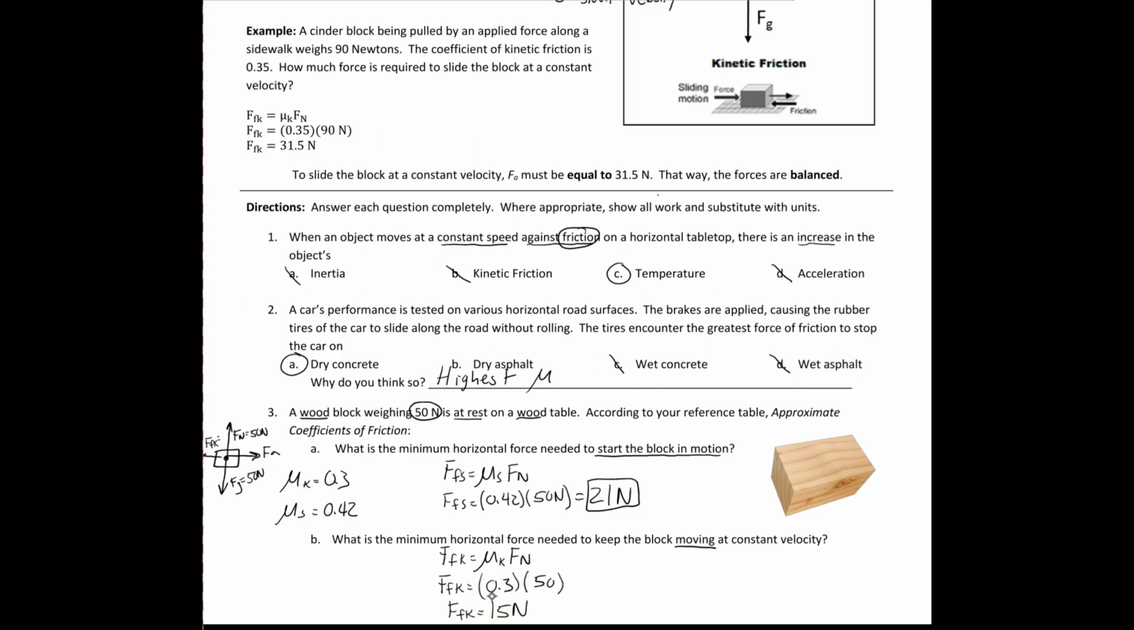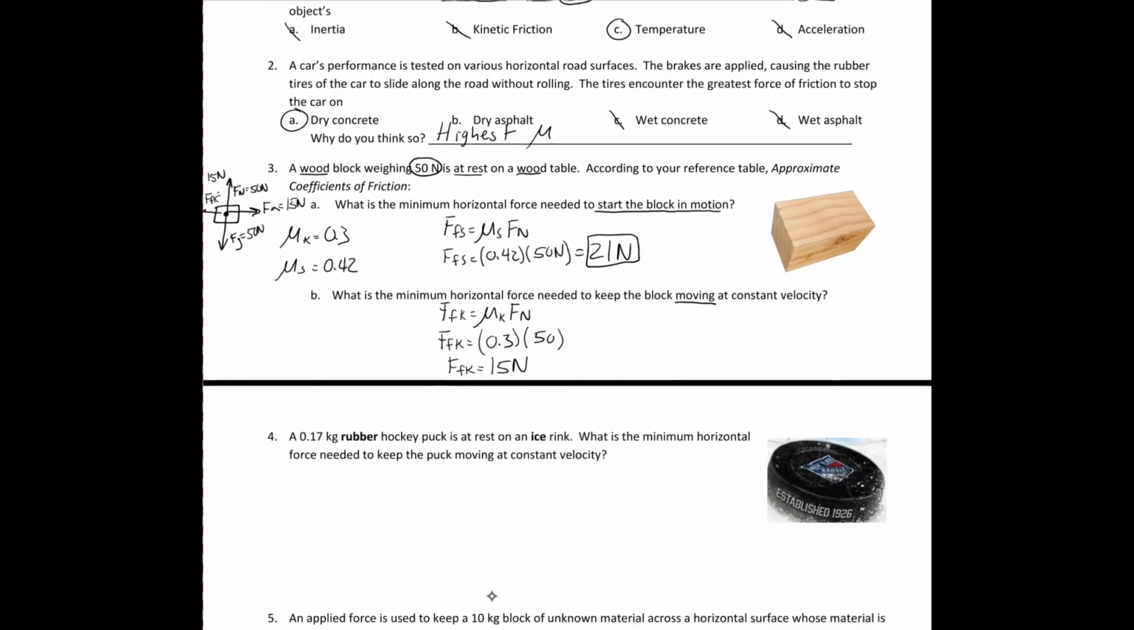So if the frictional force is 15 newtons, and that doesn't change, by the way, unless you change the materials or the normal force, the kinetic friction stays the same. So if you apply 15 newtons this way, those two forces are balanced, and you'll be moving at a constant velocity. You won't have a net force because they balance each other out. They cancel each other out.